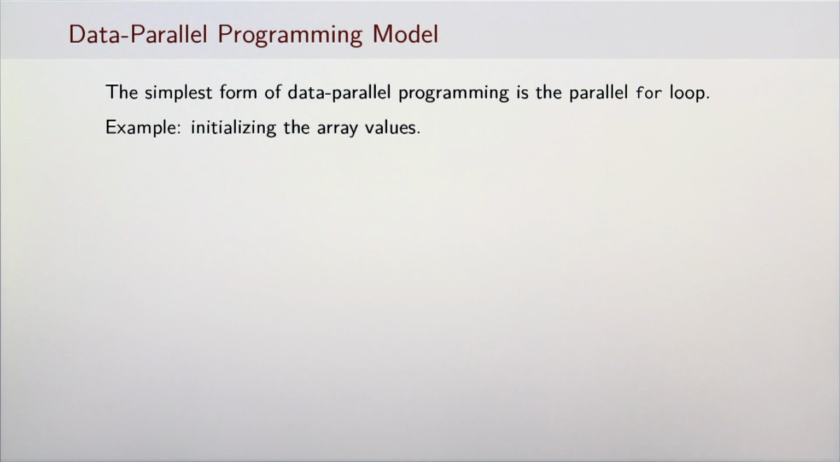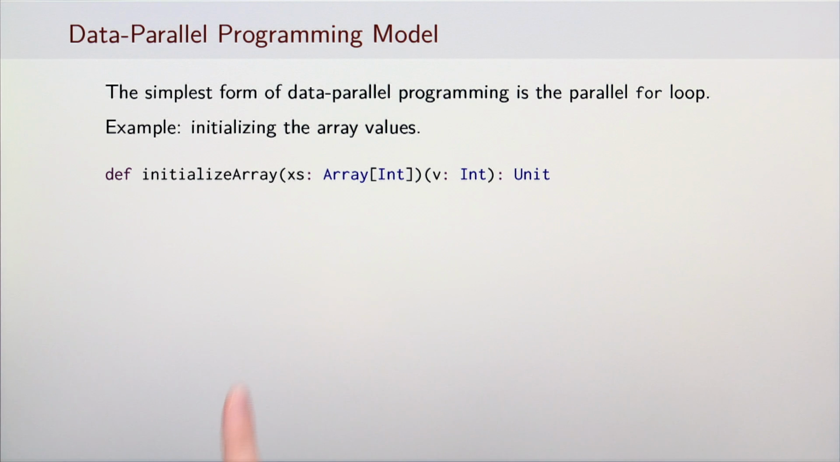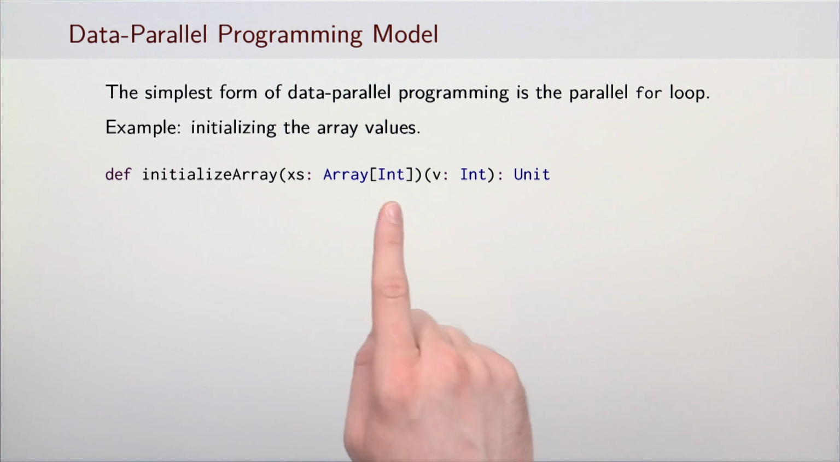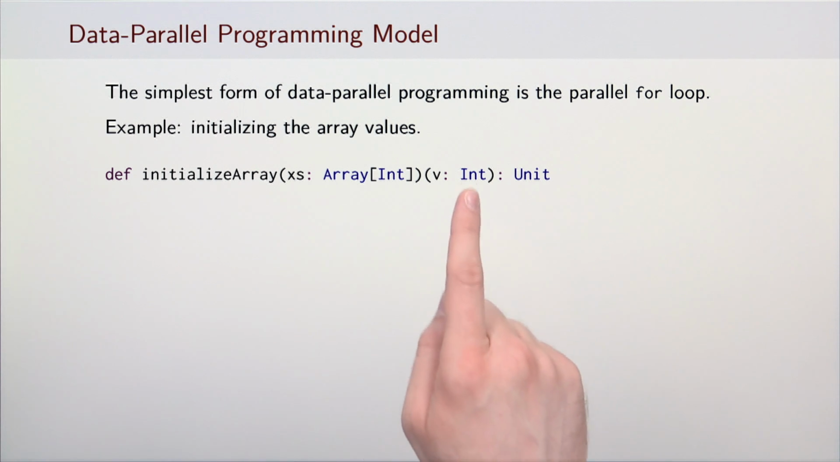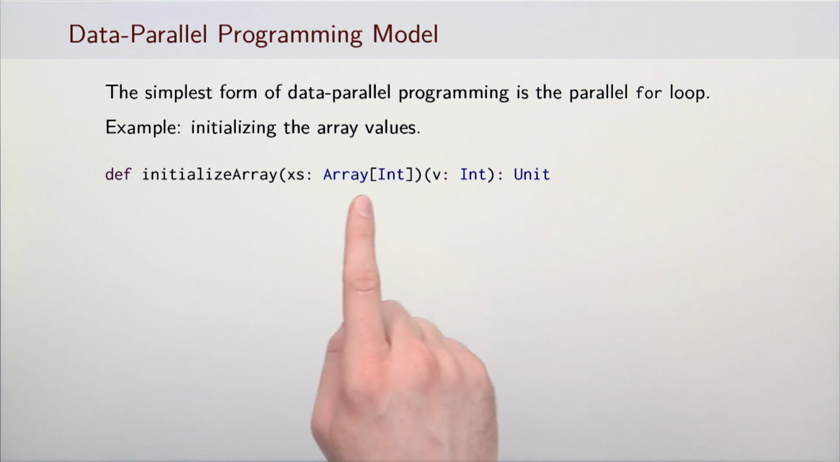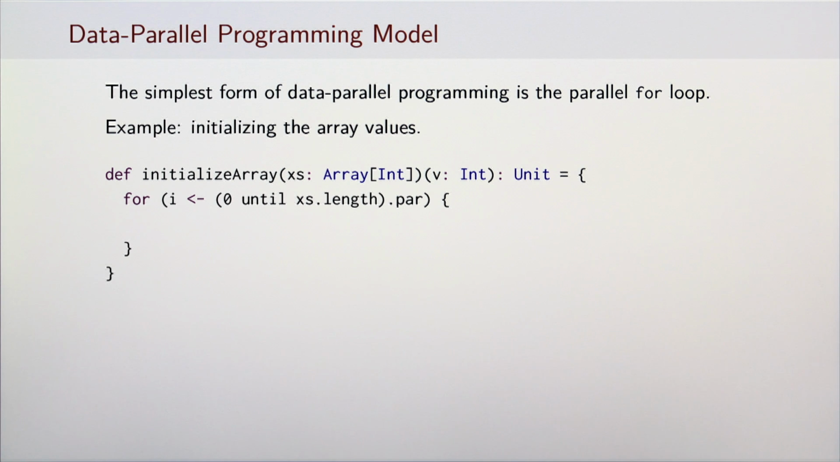One of the simplest data parallel programming constructs is the parallel for loop. Here is an example of using a parallel for loop to initialize array entries. Let's declare a method called initializeArray, which, given an integer array xs and an integer value v, writes the value v to every array entry in parallel. The initializeArray method starts a parallel for loop.